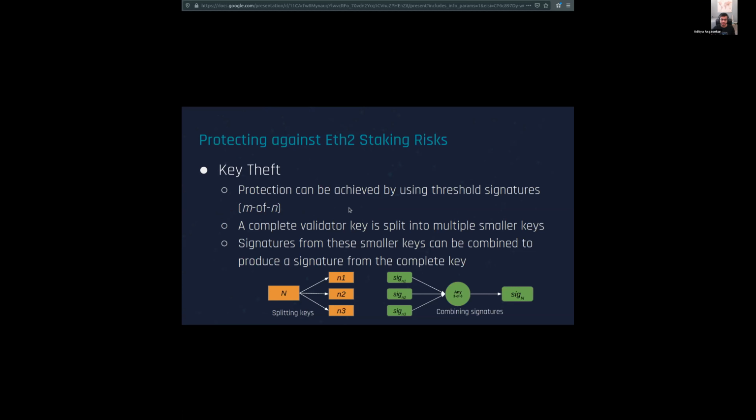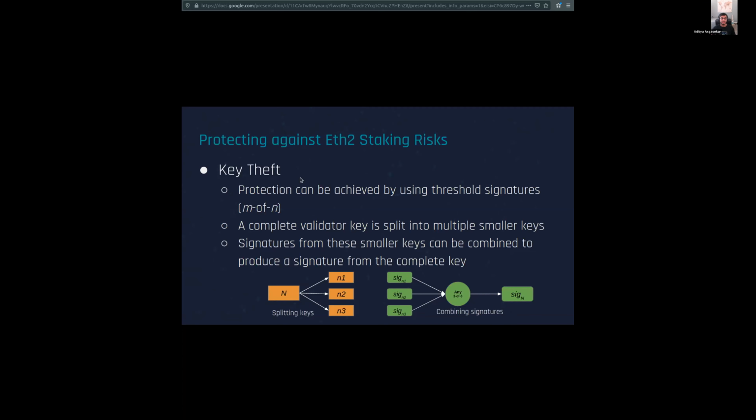But there are standard ways to prevent key theft. The most usual way is using threshold signatures. What this means is you take the existing singular private key, which is your entire private key, and you break it into multiple smaller parts. You break it up such that signatures from any of the smaller parts can be combined into producing a signature for the complete key. As you can see in the figures at the bottom, the key N is split into three parts, N1, N2, and N3. Signatures on the same data from N1, N2, and N3 can be combined to produce a signature as if it has come from the entire private key N.